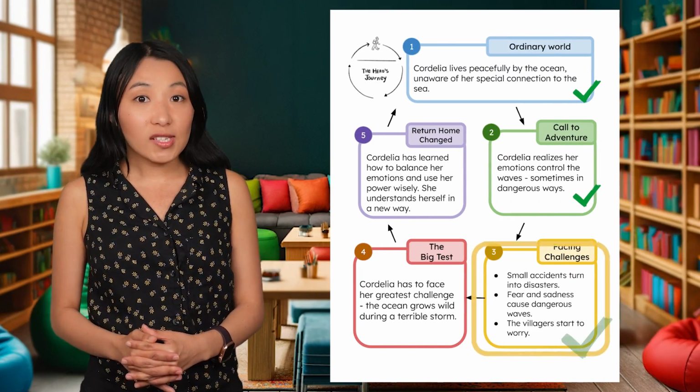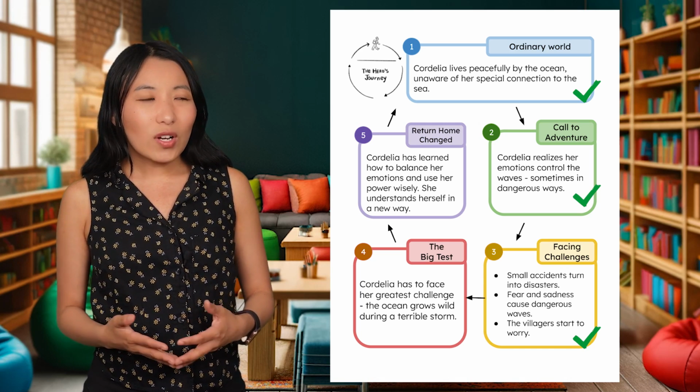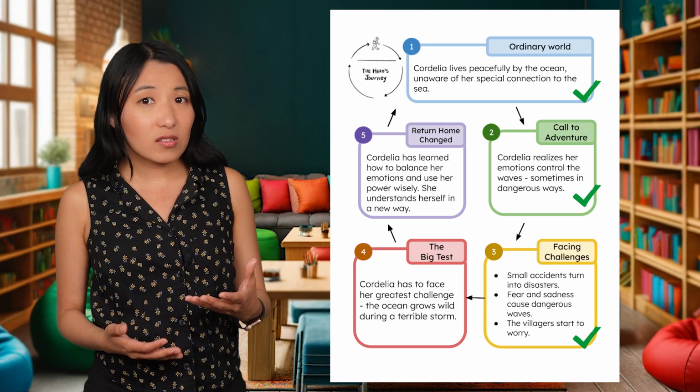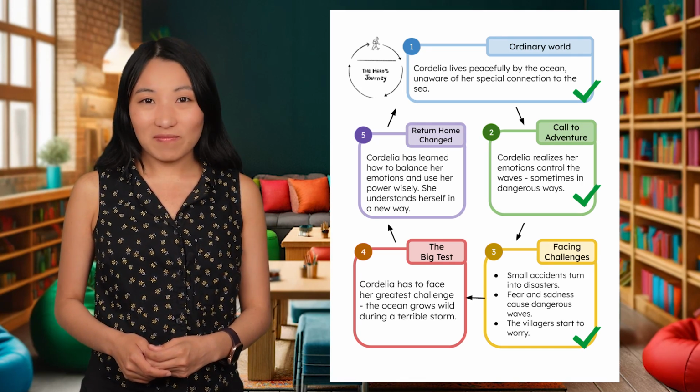It's okay if yours doesn't sound exactly like mine, as long as you showed the reader how small accidents became more serious for Cordelia and her village. We've introduced some challenges, and now need our conflict to deepen. What could happen next that makes Cordelia's situation even more serious? Here's how I showed this moment in my story.